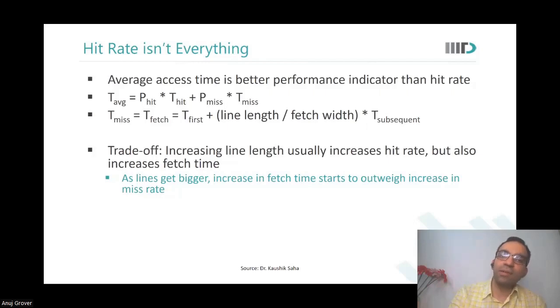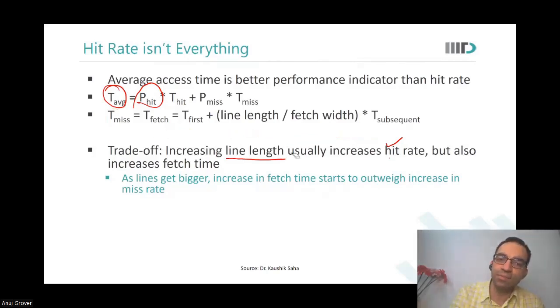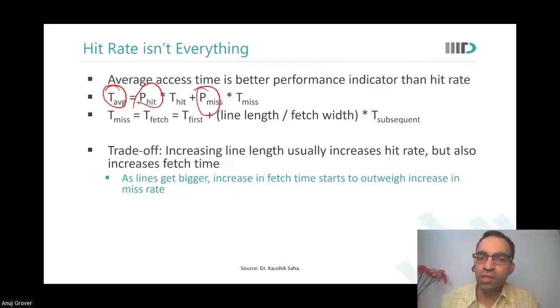Important thing to realize is that the average time is an important performance indicator, more than just the hit rate, because average access time includes the miss and the miss penalty in terms of timing. So while increasing line length improves hit rate, it also increases fetch time. Is this clear? So the T-miss will increase as you increase the line size. But probability of hit would also increase. Probability of miss would reduce. It's a trade-off that you can always work out for your system.